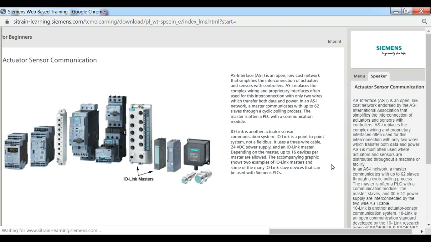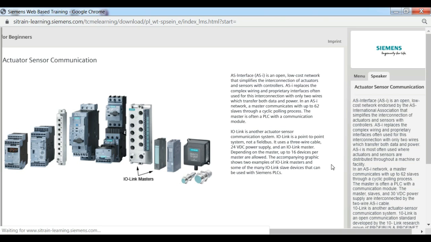IO-Link is another actuator sensor communication system. IO-Link is an open communication standard developed by the IO-Link research group of Profibus and Profinet International in response to the need for a simple, low-cost way to allow actuator and sensor communication in a concentrated area, such as for a control panel or individual machine.